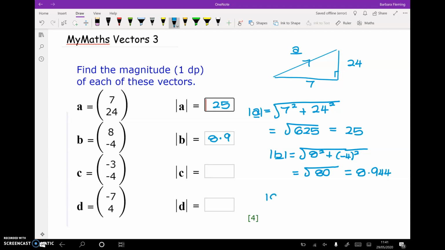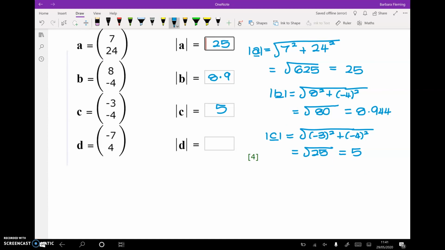Okay, for the magnitude of C, we find the square root of negative 3 squared plus negative 4 squared. Again, that all in brackets where required. Okay, so negative 3 squared plus negative 4 squared gives us the square root of 25, if you type that in carefully, and I know the square root of 25 is 5. Use your calculator to check if you'd like.